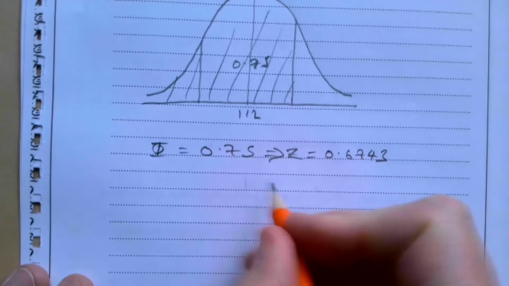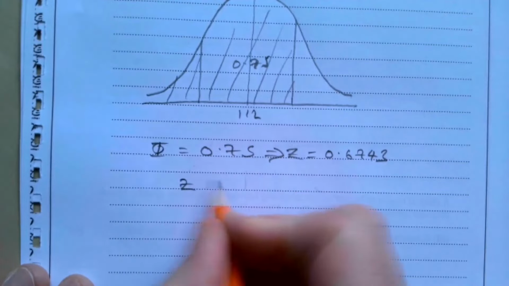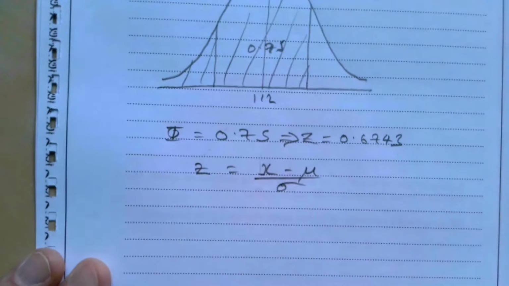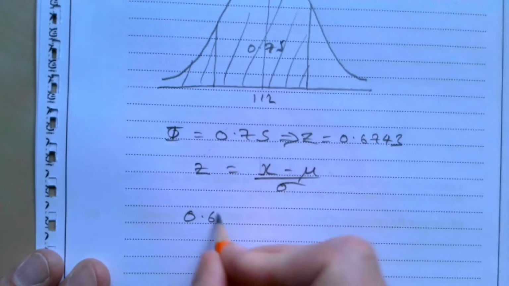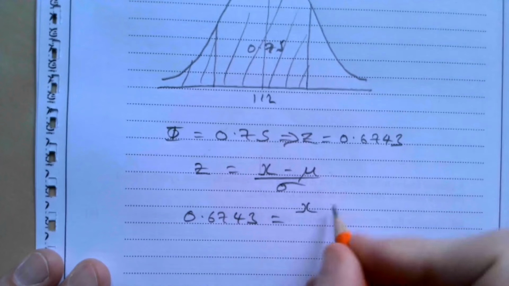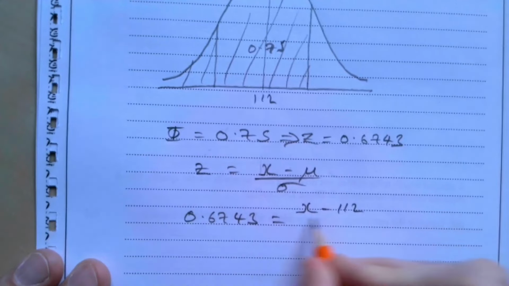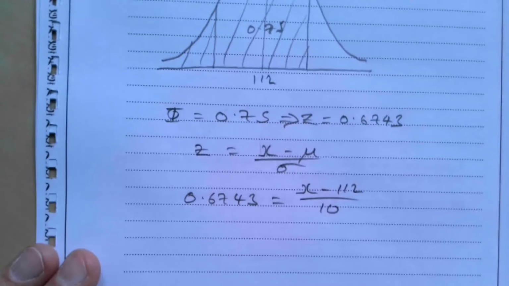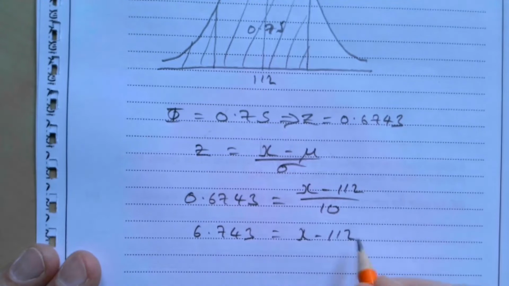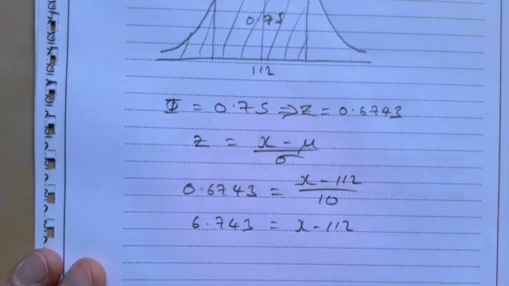So Z is x minus mu all over sigma, 0.6743. X is the value we're looking for. Our mean is 112, and sigma is 10. So it's 6.743 is x minus 112. Adding 112 then onto this.